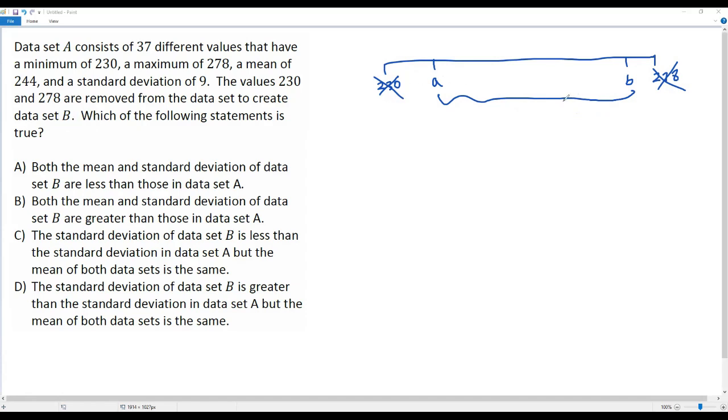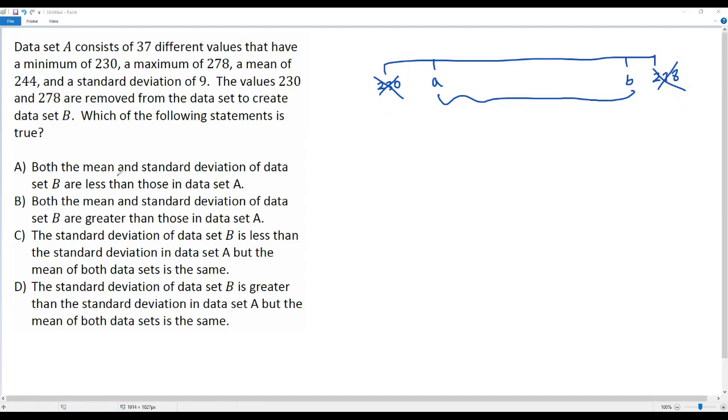So this is the data we have for data set B because the minimum value and maximum value are removed. Standard deviation measures the spread of data. When we have the original data set A, which contains the minimum value 230 and maximum 278, the data has been spread from 230 to 278. So the standard deviation will be larger for data set A. But now look at the spread for data set B, that is from lowercase a to lowercase b. Clearly, the spread has decreased.